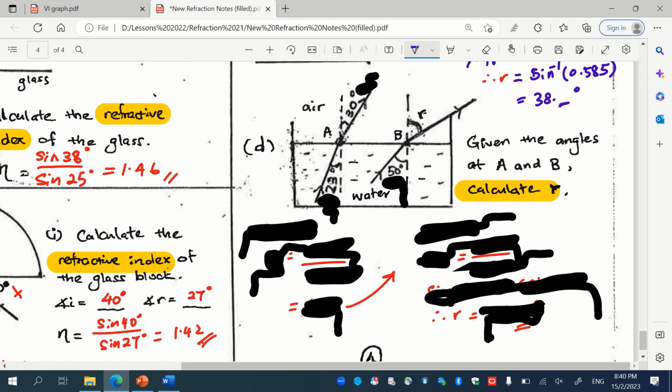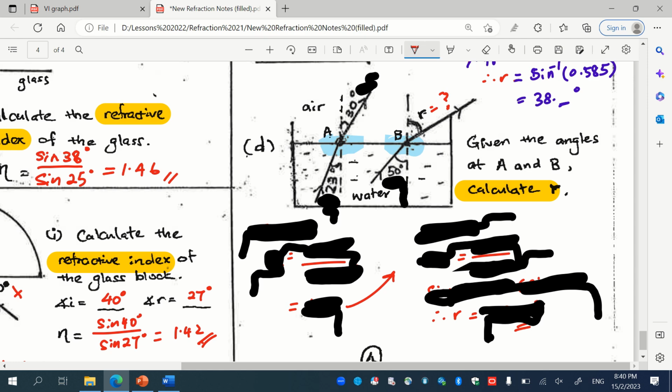I have two parts where the light comes from the water out into the air. At point A, there is a refraction. Point B is a refraction. Since both refractions happen from water, you just need to find out the refractive index of the water from what is given here. You are given the angles at A and B. Calculate the R. It is the R that you don't know this time.